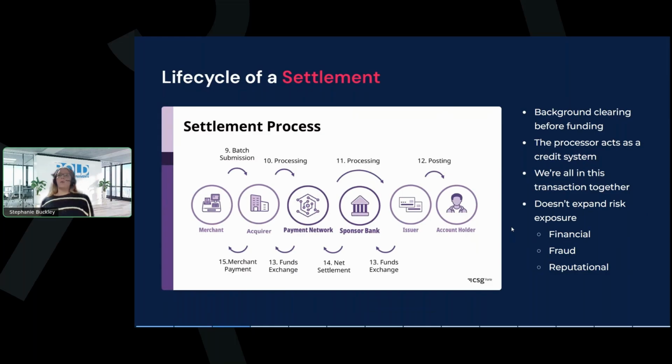And that's where the risk exposure and the risk levels come into play for the processor itself, because they are the ones that have to determine whether or not they're comfortable with that information going through.